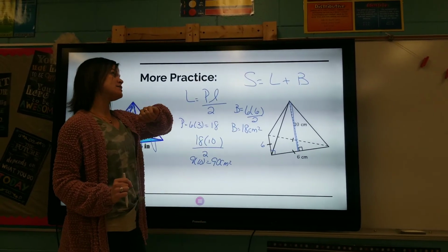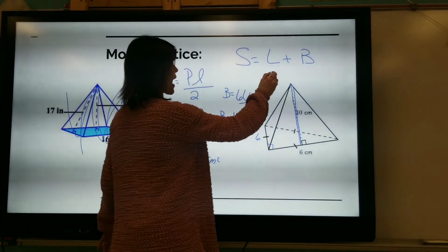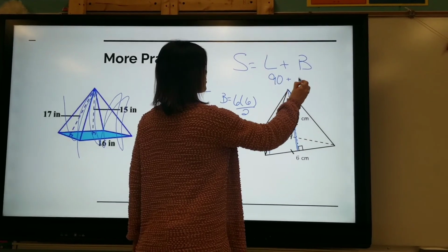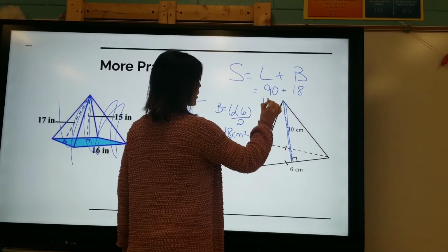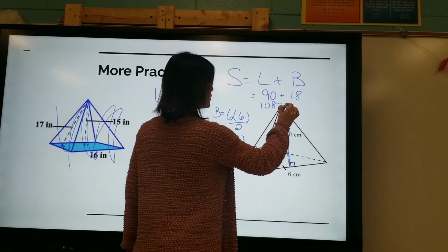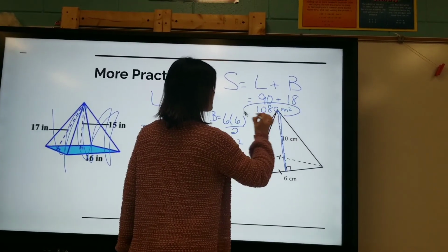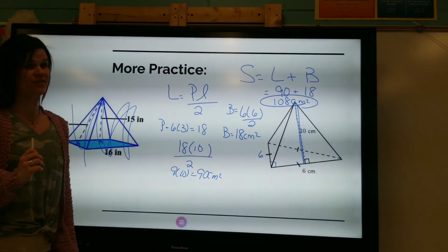Now I can plug this into my surface area. So I would add my lateral area plus the area of my base to get 108 centimeters squared. Okay? And that is it for my examples today.